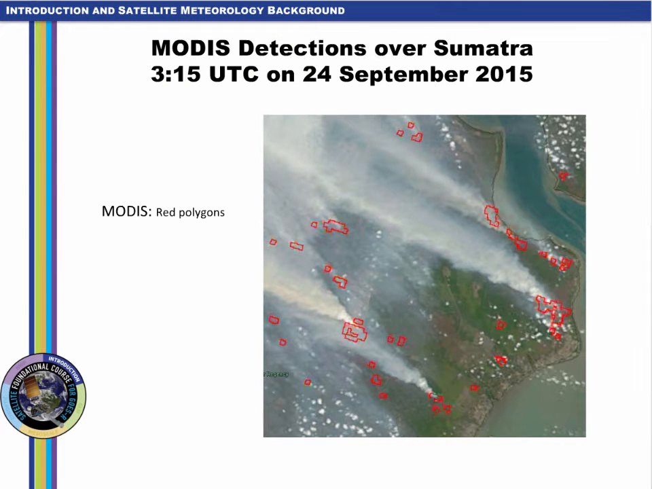Polar orbiting satellites such as MODIS also can detect fires. This is an image of a fiery scene over Sumatra. The red polygons show automated MODIS fire detection, and they line up nicely with the observed smoke plumes.